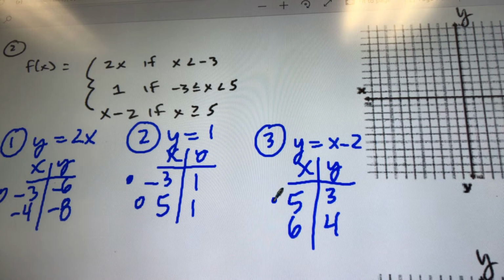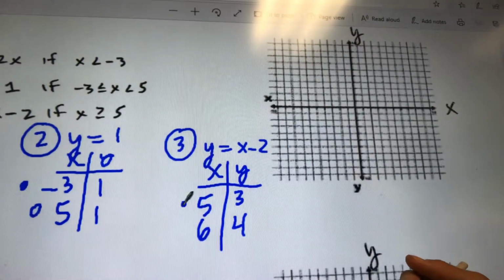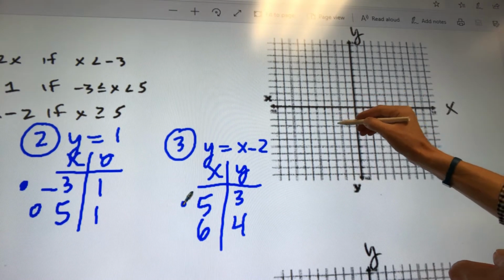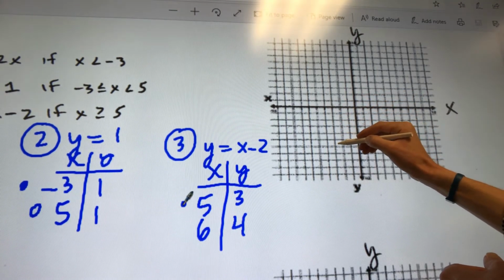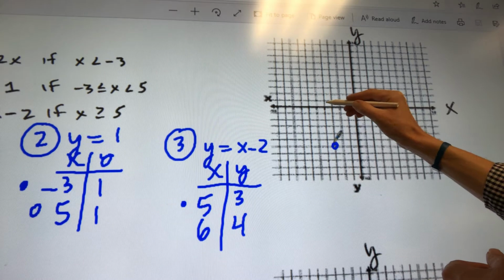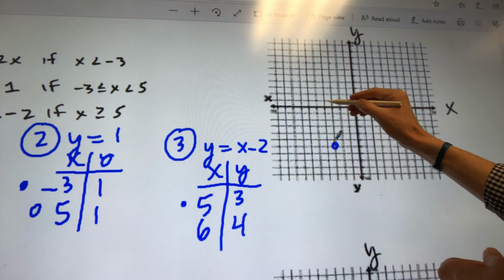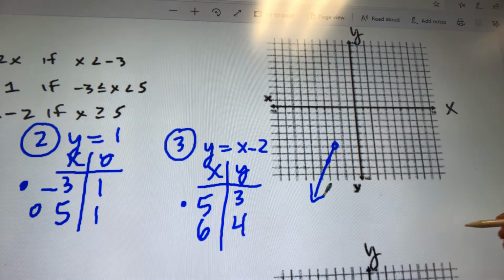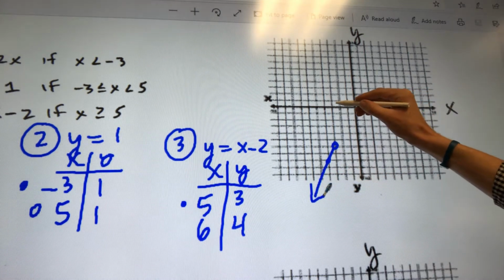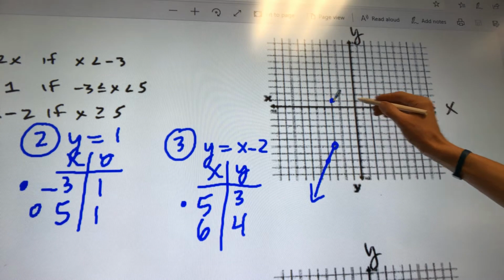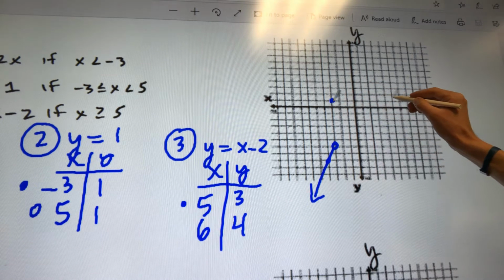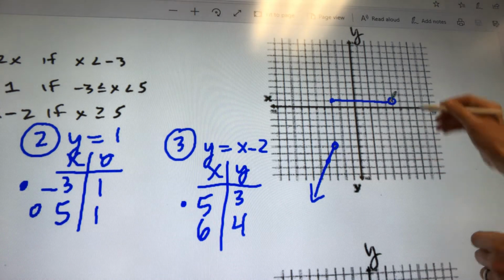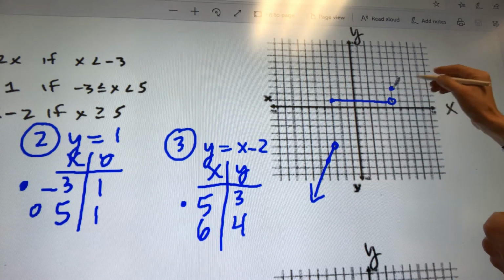All right, so I'm going to go to -3, -6, 1, 2, 3, 1, 2, 3, 4, 5, 6, and that is an open circle. Then I have -4, -8. Then I have -3, 1. Then I have 5, 1. Then I have 5, 3. Then I have 6, 4.